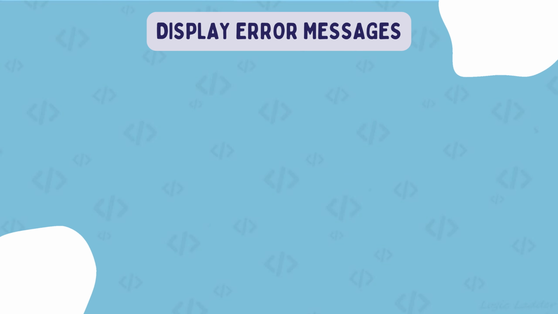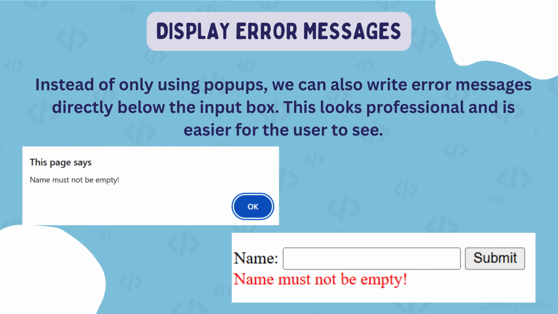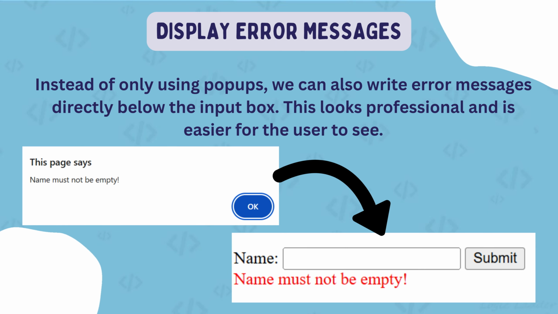The most important part of form validation is to display the perfect error messages to the user. Instead of only using pop-ups, we can also write error messages directly below the input box. This looks professional and is easier for the user to see.